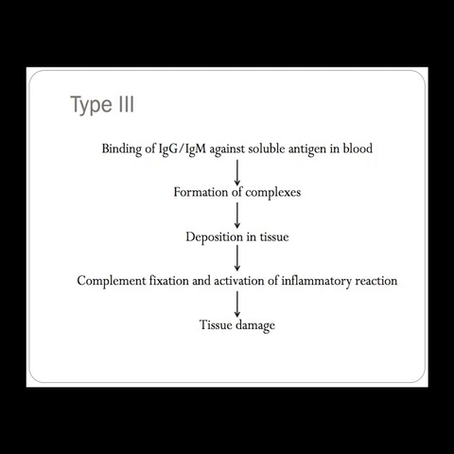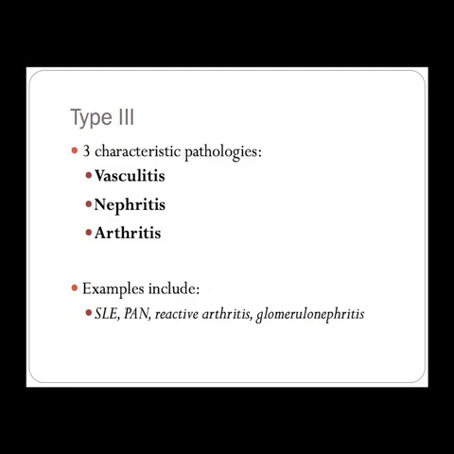In type 3 hypersensitivity, there is immune complex-mediated tissue damage due to binding of IgG/IgM against soluble antigens in the blood, formation of complexes, deposition in tissues, and then subsequent complement fixation and activation of an inflammatory reaction, ultimately resulting in tissue damage. Importantly, diseases associated with type 3 responses have three pathologies. These are vasculitis, nephritis, and arthritis.